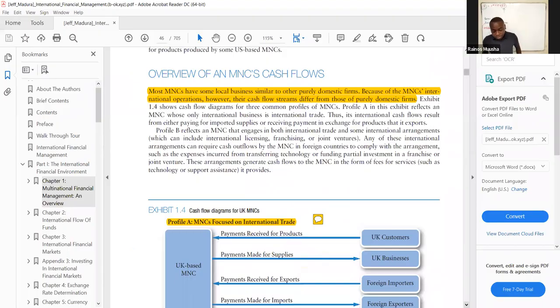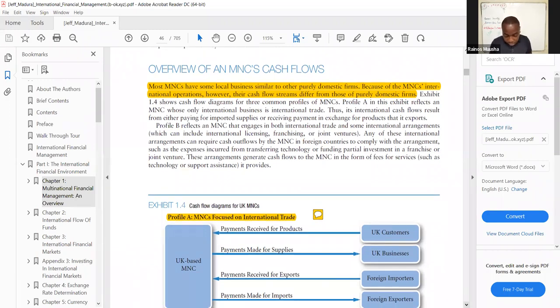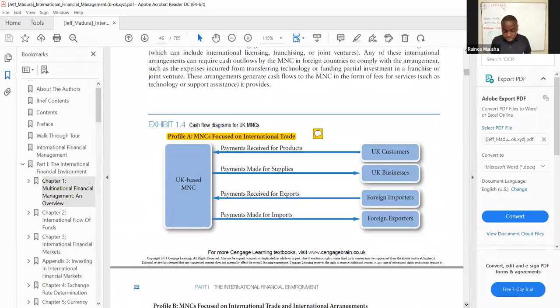In the next section, we look at the overview of a multinational corporation's cash flows. Under this, they say most multinational corporations have some local business similar to other purely domestic firms. Because of their international operations, however, their cash flow streams differ from those of a purely domestic firm. So here we look at the cash flows, starting with a purely domestic firm based in the UK.